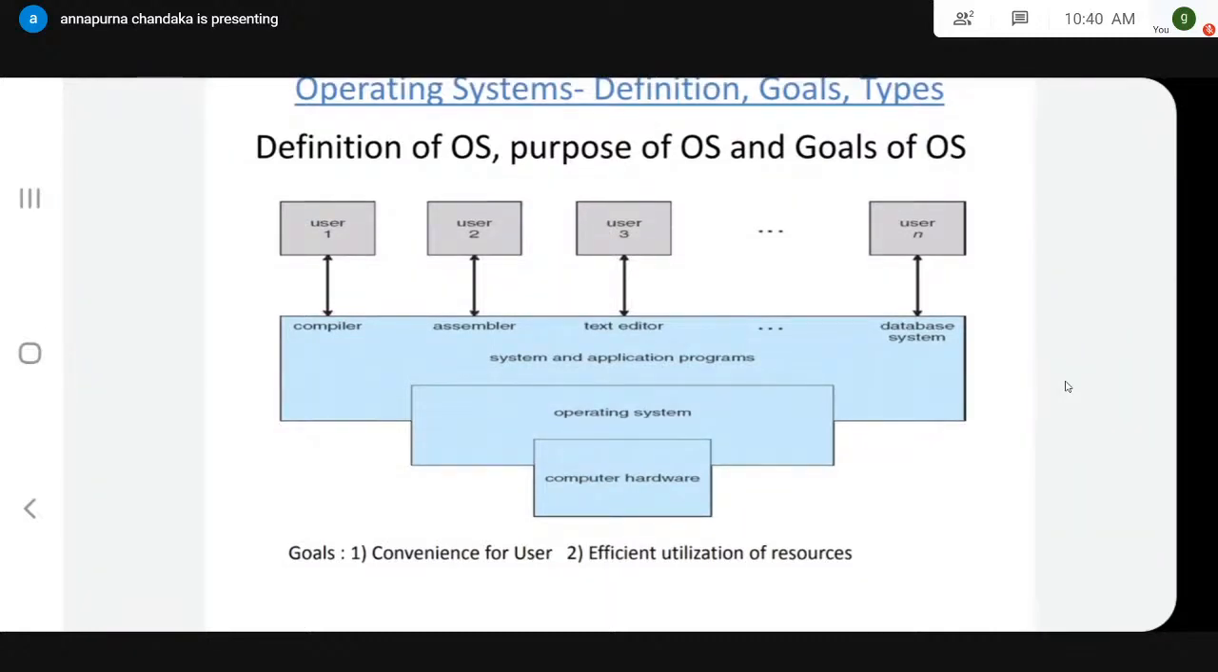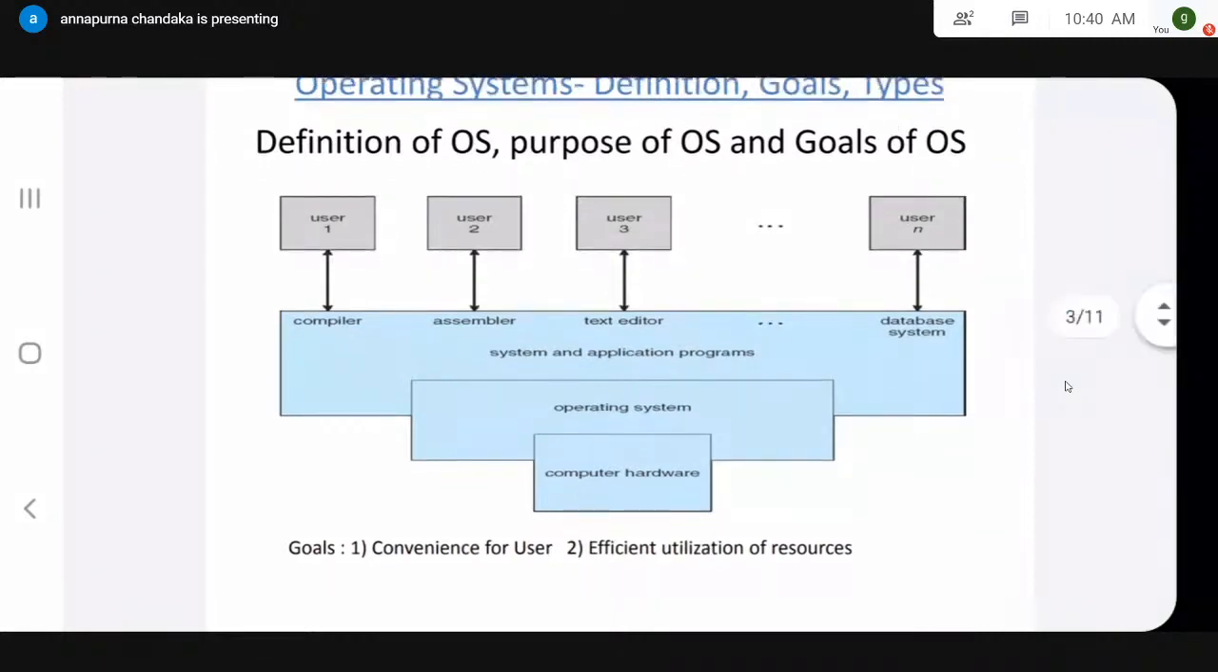And the next one, text editor. This is an environment provided by an application program to enter and edit your program, followed by database systems, etc. A database system is a computer-based record-keeping system. These all come under the category of the second component, system and application programs.